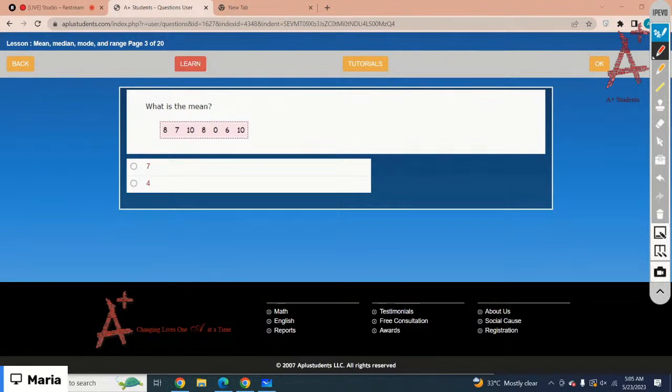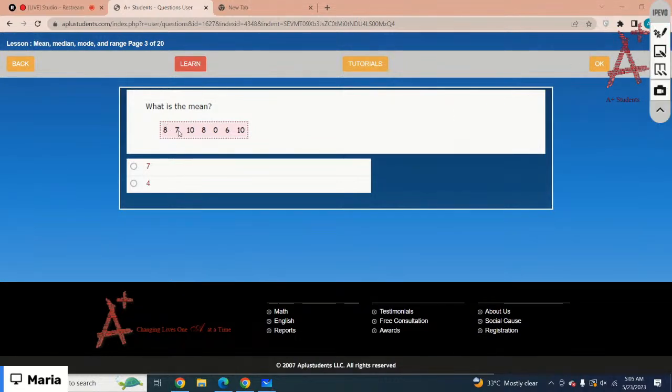1, 2, 3, 4, 5, 6, 7, and you have to divide it by 7 because the total numbers are 7. For the mean, you have to add all the given values, like 8 plus 7 plus 10 plus 8 plus 0 plus 6 plus 10. That would be 49, and they are 7 in number, so divided by 7. That means the mean of the data is 7.